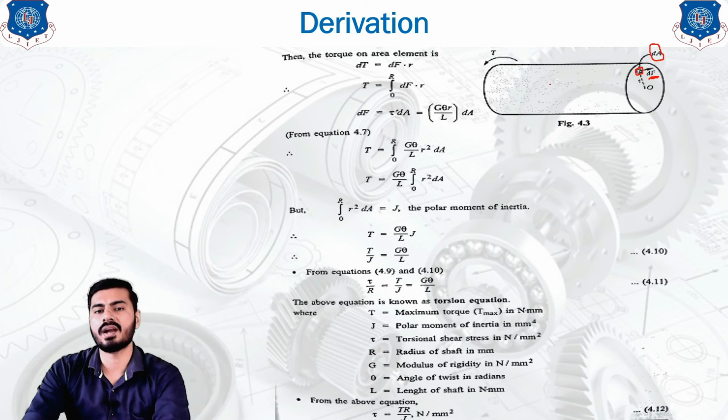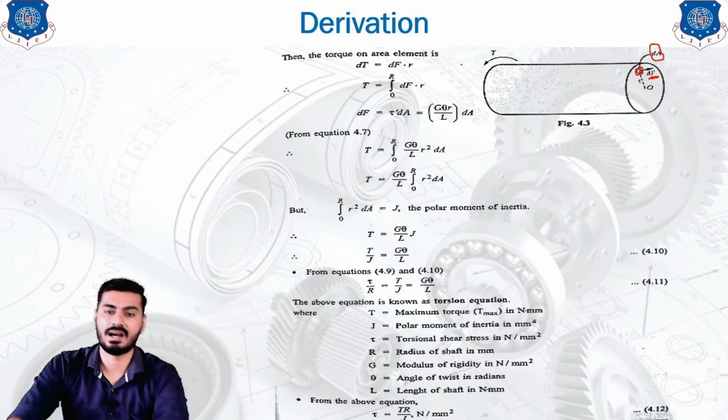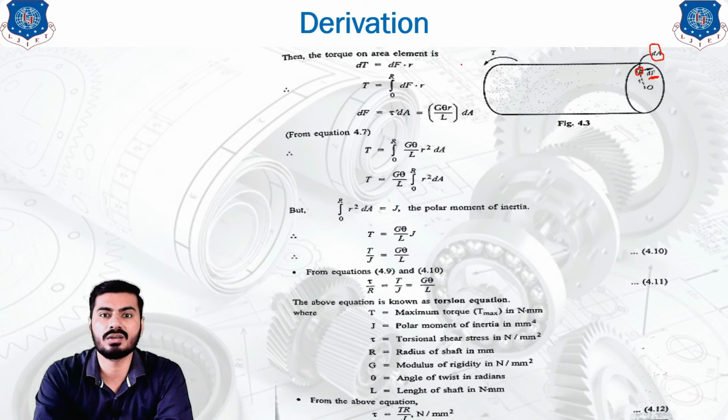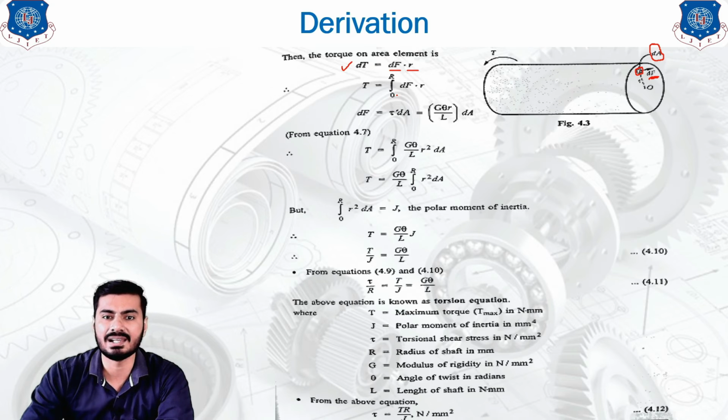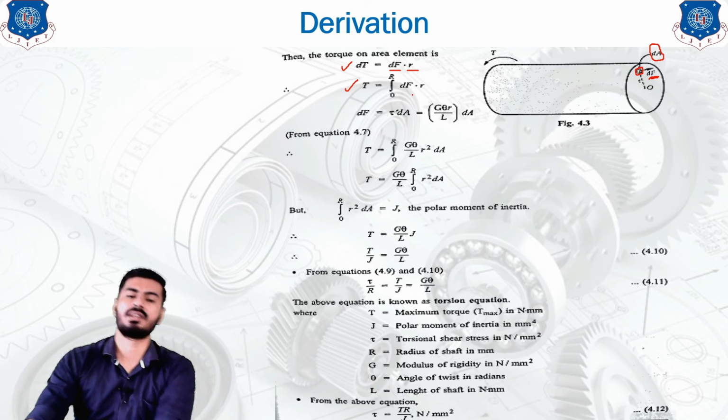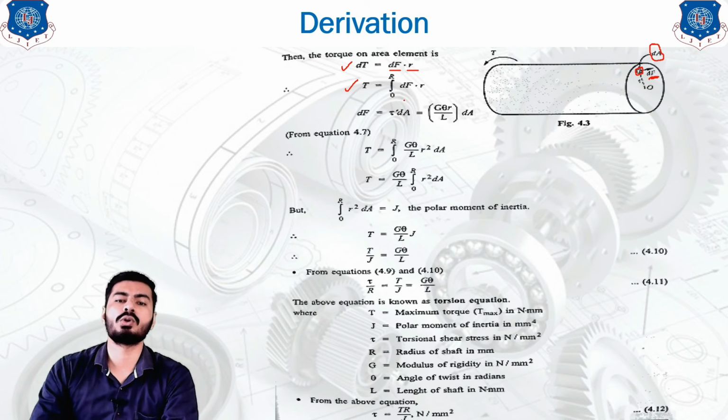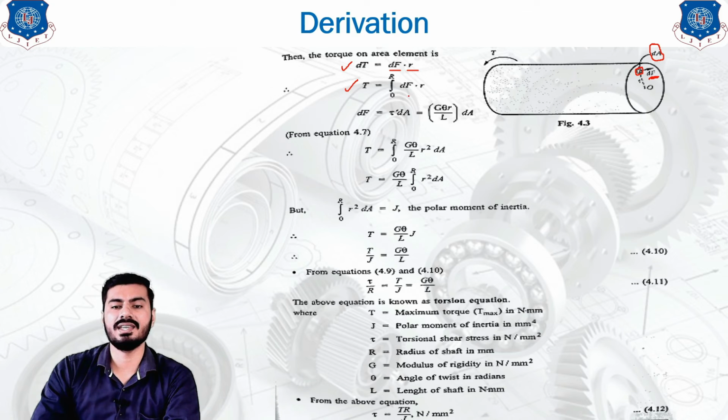Now, if we want to find the torque at that area, then the equation of the torque is nothing but force into radius, and the force acting on this area is dF, so dF into radius will give you the answer of dT. That is the torque generated on this elemental area. But this is the torque on this elemental area only. We need to find the torque for the entire area of cross section. So, we need to calculate the capital T, and for capital T we need to integrate dF into r from radius 0 to R.